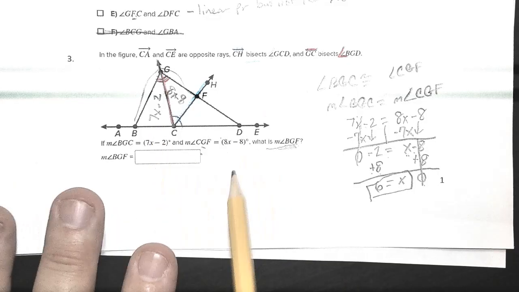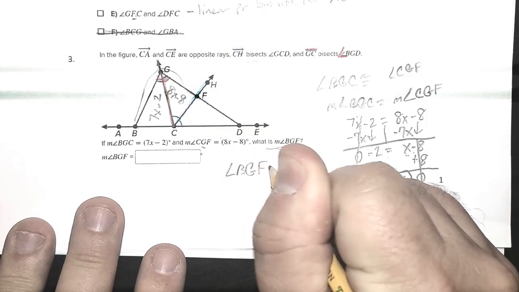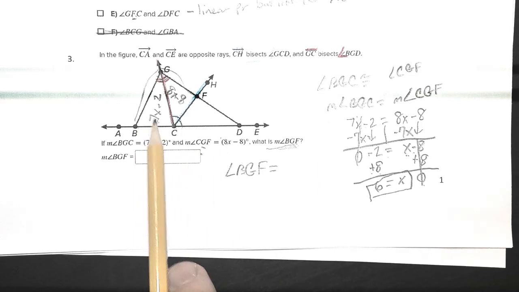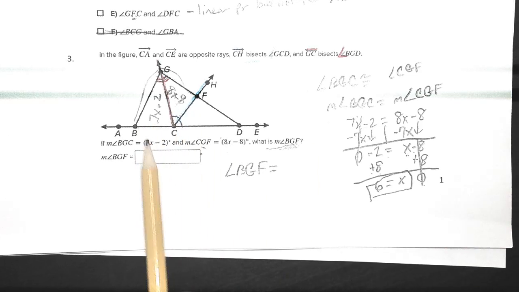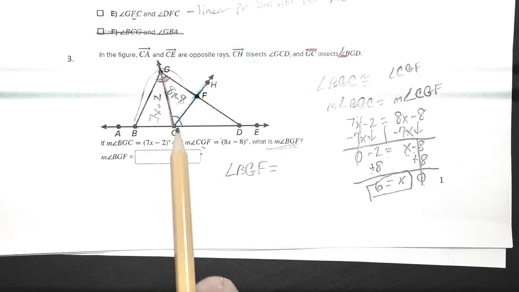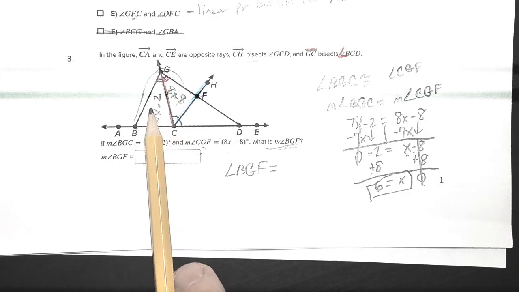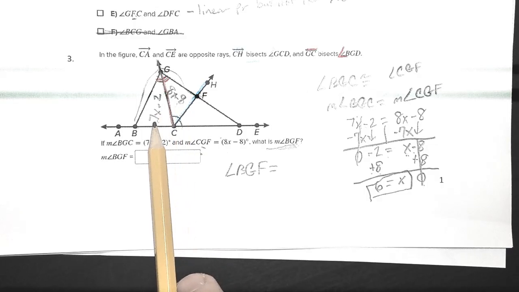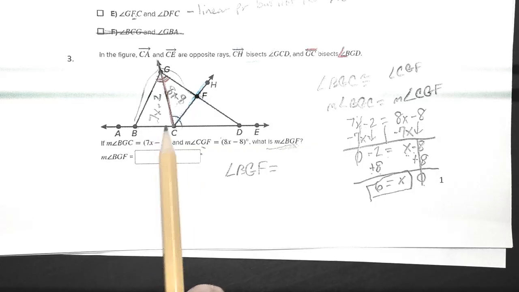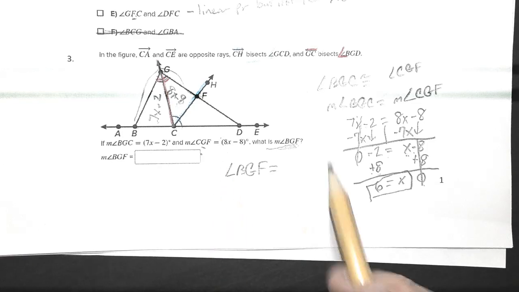So now there's a couple of ways we can think about this. Angle BGF equals 7x minus 2 plus 8x minus 8. So we can plug that in and do it that way, because it equals BGC and CGF. But another thing to think about is both of these equal the same thing, because it bisects it, remember, it cuts it into 2 equal pieces. So we could just plug in 6 for x, but here, I'll just show both options.